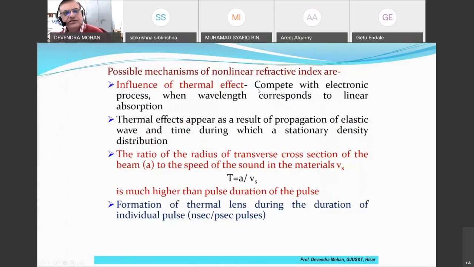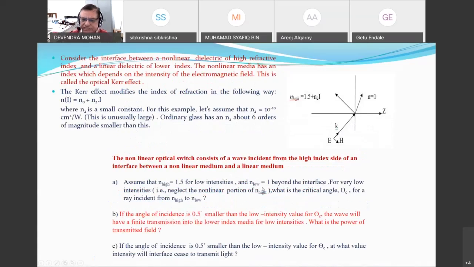So, possible mechanisms of nonlinear refractive index are the influence of thermal effect that competes with the electronic process when wavelength corresponds to linear absorption, and the ratio of the radius of the transverse cross section of the beam to the speed of the sound in materials is also very important. It is much higher than the pulse duration of the pulse. So these materials are also good for optical switching also.